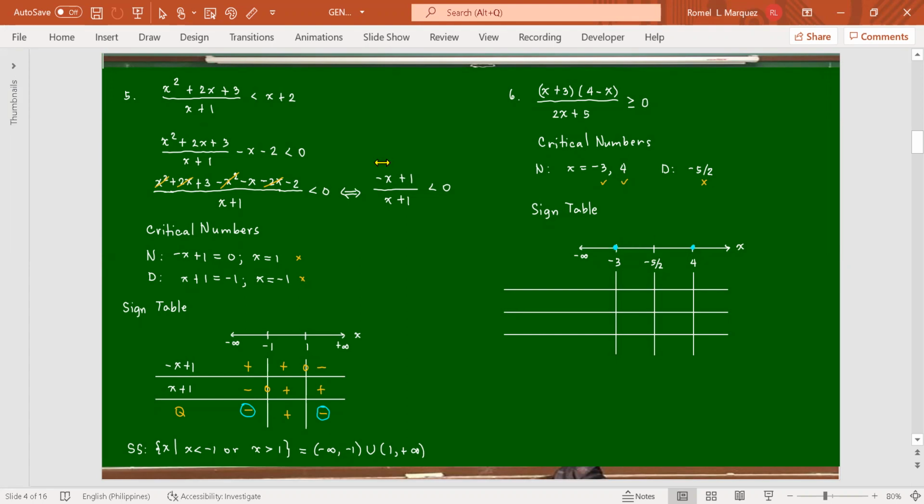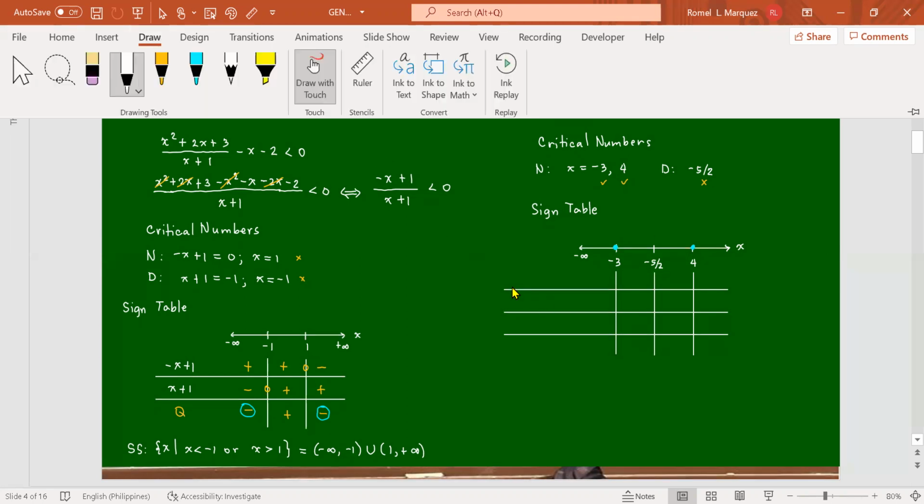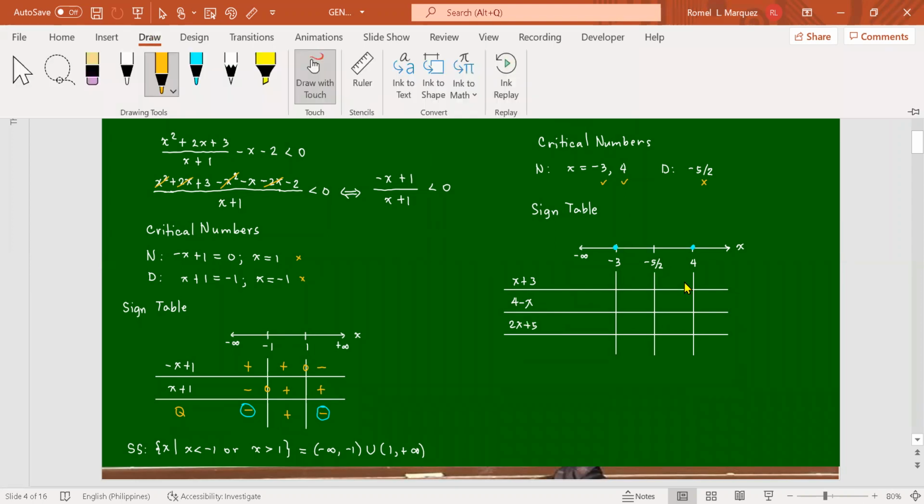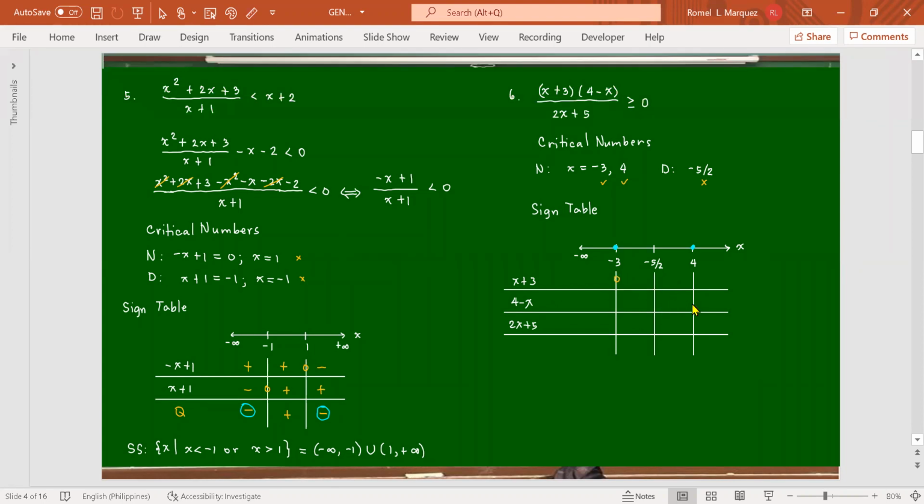Okay, next, we write the expressions. x plus 3, 4 minus x, 2x plus 5. Okay, be careful with the sign for minus x. Let's put the 0 mark in each: -3, +4, -5/2.